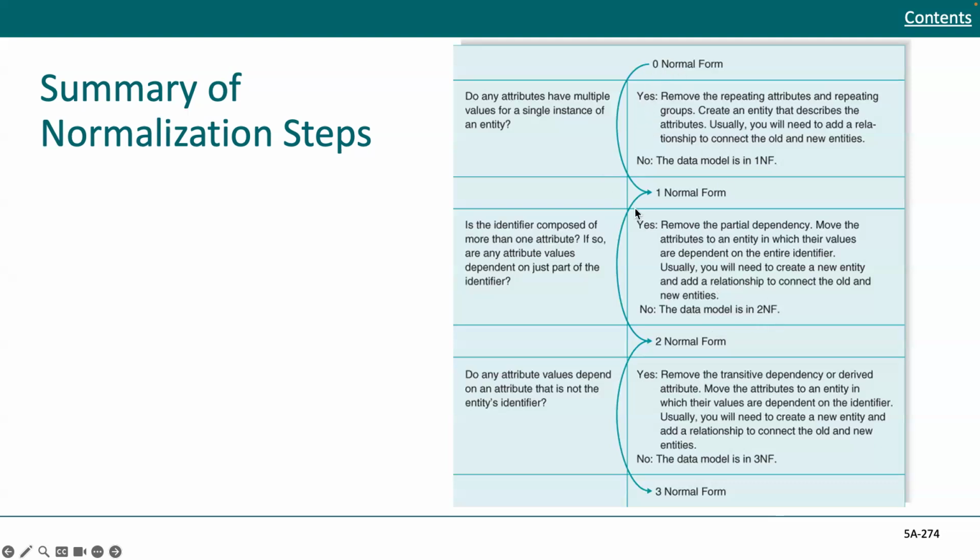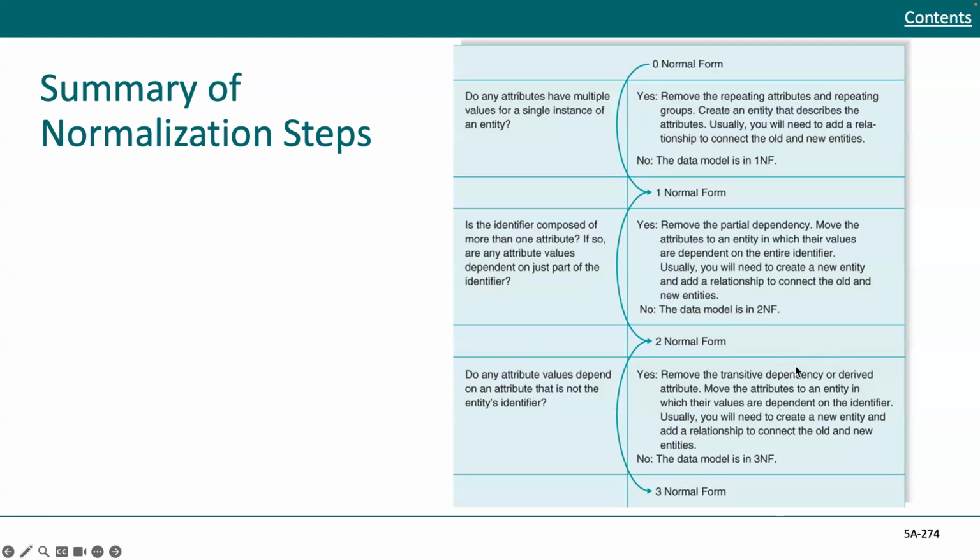So you start here and you keep going down this set of rules in this normalization process. Finally, do any attribute values depend on an attribute that is not the entity's identifier?